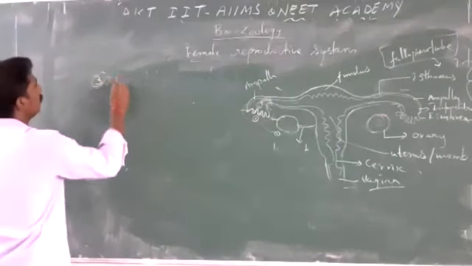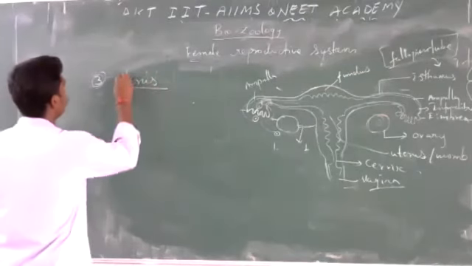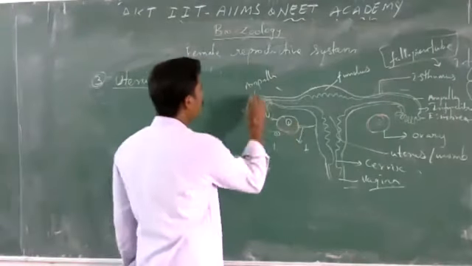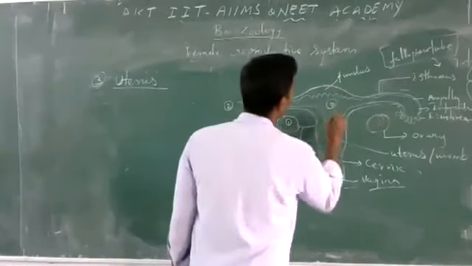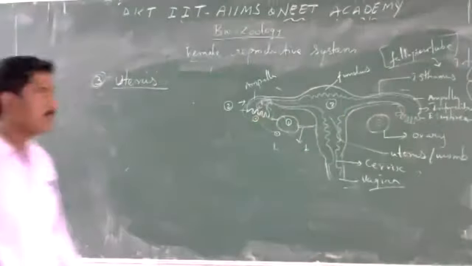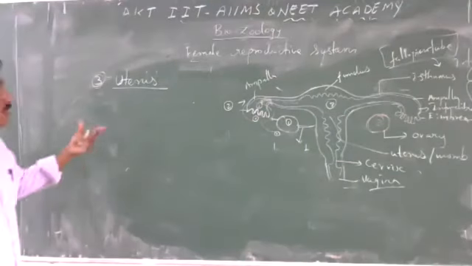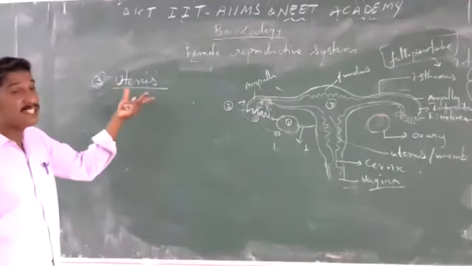Third one, uterus. Ovary, first one, second one, fallopian tube, and third one, uterus. The third organ of the reproductive system. So the uterus is a chamber. The implantation takes place here.